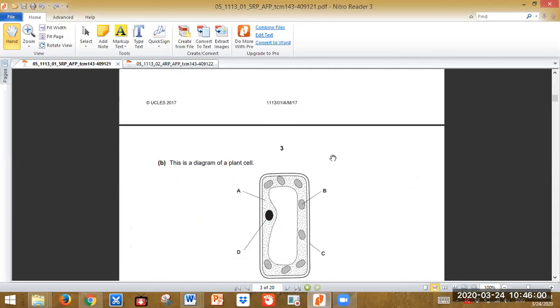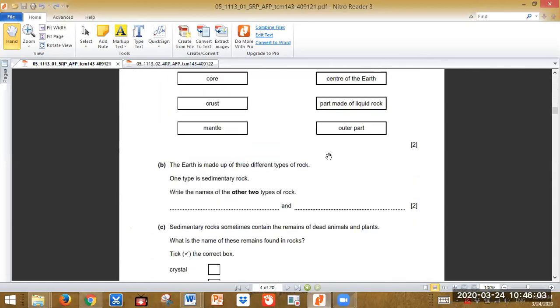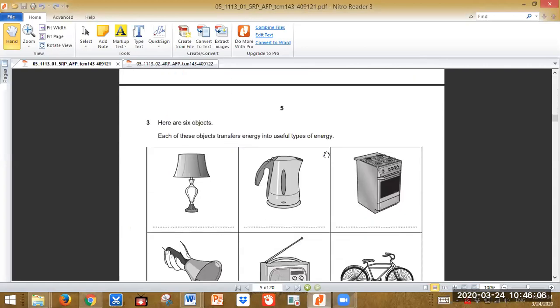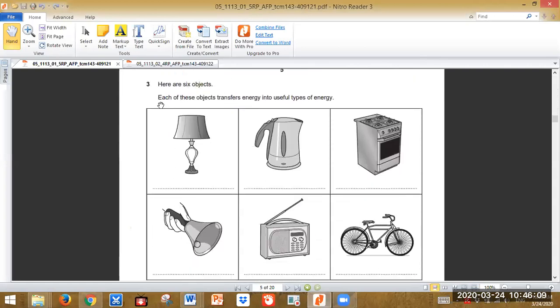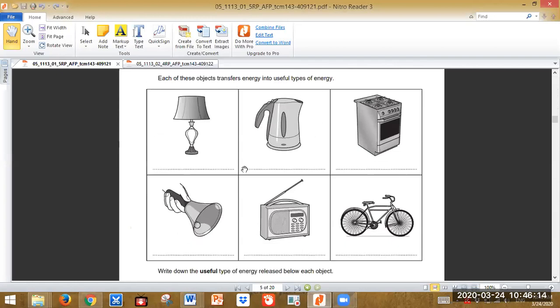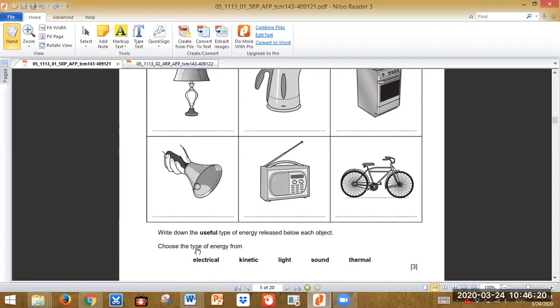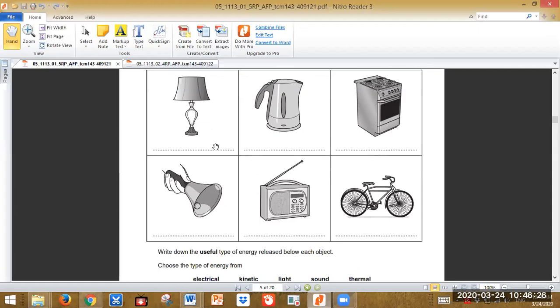My first question will be question number 3. Here are 6 objects. Each of these objects transfers energy into useful types of energy. Write down the useful type of the energy released below each object, okay? Choose the type of the energy from electrical, kinetic, light, sound, and thermal. The first picture would be light. Second picture will be thermal, and also sound, and the last one, kinetic, okay?